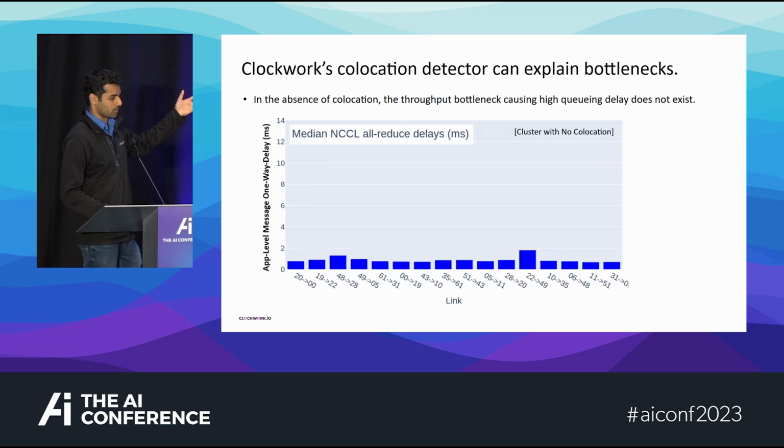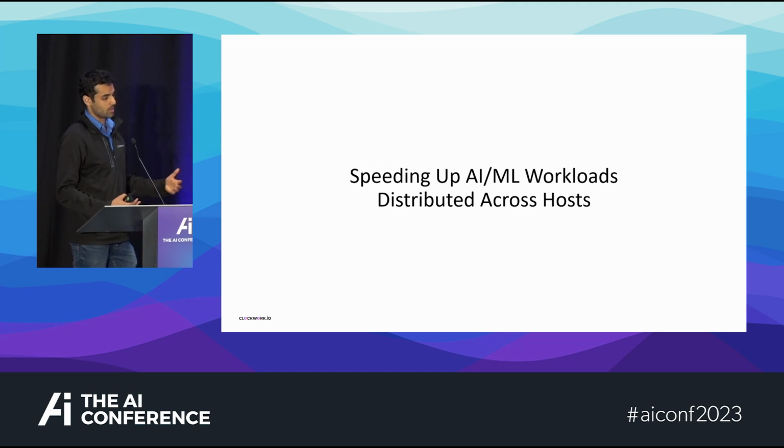In the absence of collocation, this is exactly what we expect to see. There are no significant bottlenecks, and they're all able to serve at a latency that is tolerable, which is, say, hundreds of microseconds to a few milliseconds. So now what can we do to actually speed up workloads distributed across hosts? Well, we can do the 2 things that we just talked about: eliminate collocation and then turn on Packet Rocket.